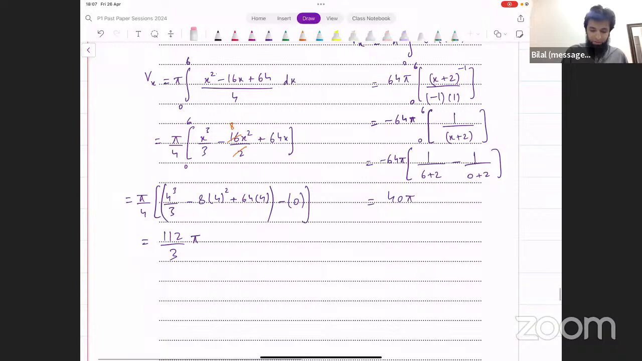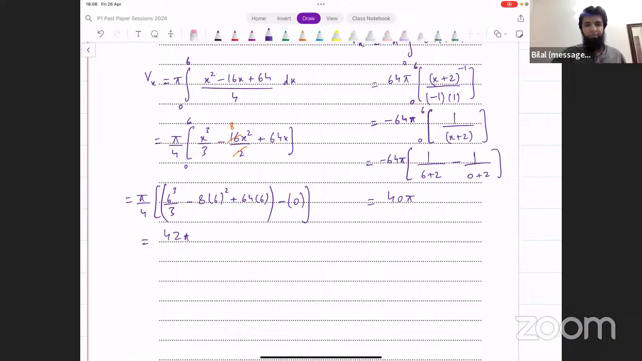In the first case, it was 0 to 6. So this should have been 6 inside here. So that becomes 6 cubed minus 8 into 6 squared plus 64 into 6. Okay, let me actually calculate that other thing again. 6 cubed divided by 3 minus 8 into 36 plus 64 into 6 divided by 4. That's actually 42 pi. The first one, that's giving me 42 pi.